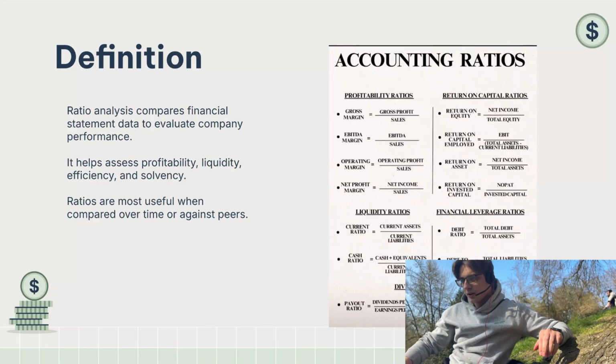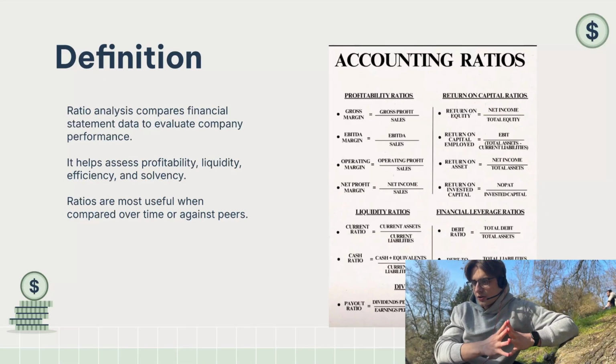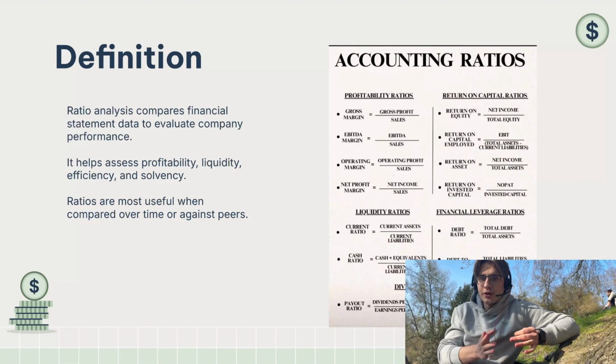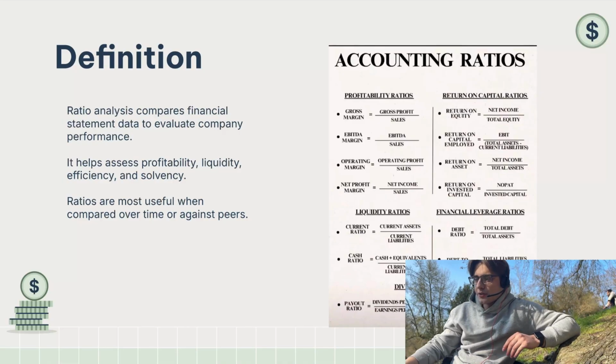So, by definition, financial ratios are different analyses. They compare financial statement data to evaluate companies' performance. Most of the data is taken from the balance sheet, income statement, or cash flow statement. And there are five main categories of financial ratios.